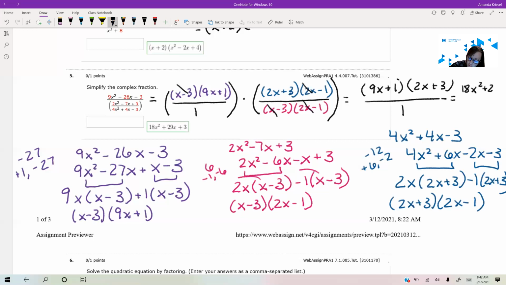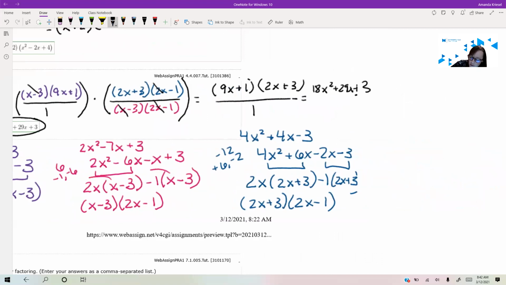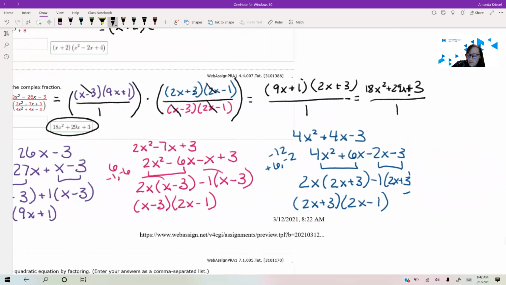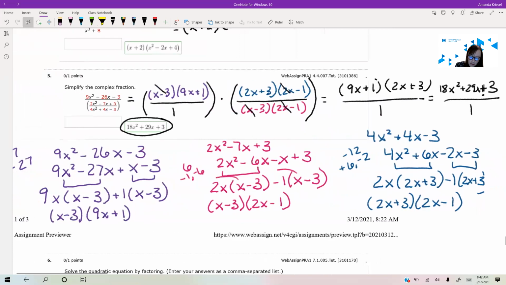squared plus 29x plus 3. And then we don't have to put it over 1 because any fraction is over 1. And I know I kind of squished this on there, plus 3. There we go. So that's how they get that. So you can put it over 1, but you know, any number over 1 is just that number.